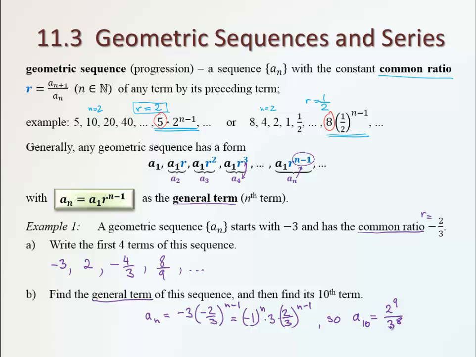If we need to raise some numbers to very high exponents, most often we don't really need to perform those powers. Just leave it as it is. This is a perfectly good answer.